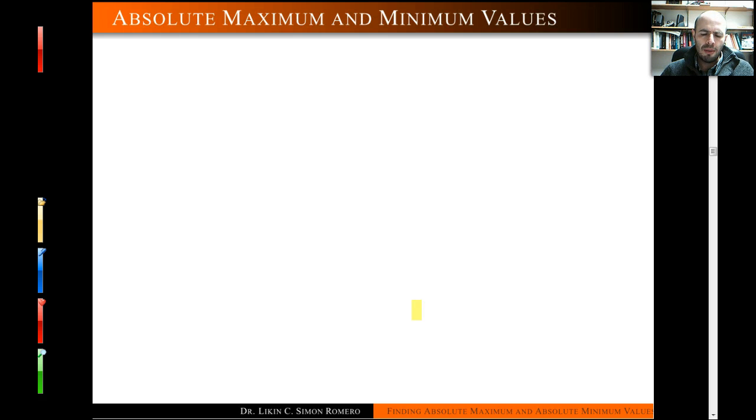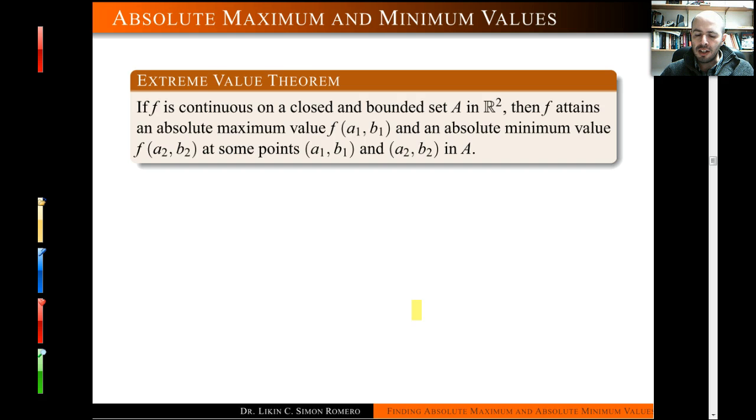So now we're going to talk about how to find absolute max and absolute min values. The idea is going to be very similar to the one that we saw in functions of one variable. First of all, we're going to use something called the extreme value theorem. We're going to say if a function is continuous in a closed and bounded domain in R2, then f attains its absolute maximum value and its absolute minimum value. So if you want to guarantee a continuous function to have an absolute maximum and an absolute minimum value, you just have to define your function in a closed and bounded domain.